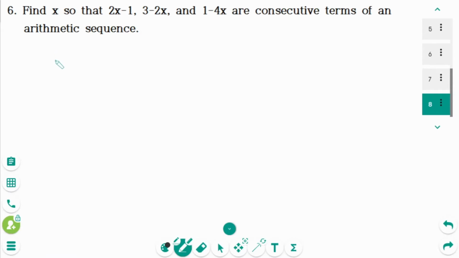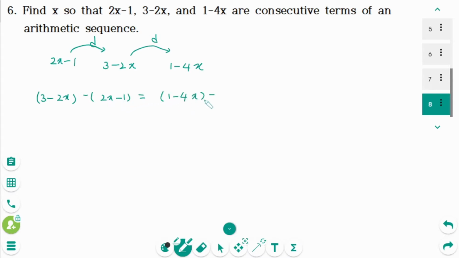Number 6, 2x minus 1 plus d makes 3 minus 2x. Then 3 minus 2x plus d makes 1 minus 4x. Since the terms are consecutive, the difference between the two terms is the same. So 3 minus 2x minus (2x minus 1) equals 1 minus 4x minus (3 minus 2x).